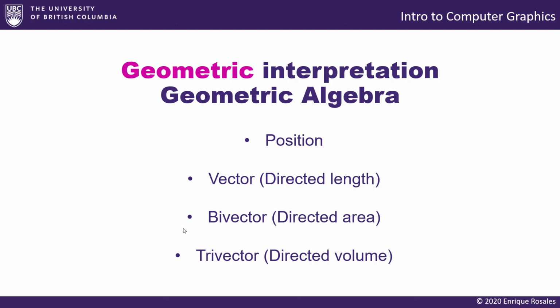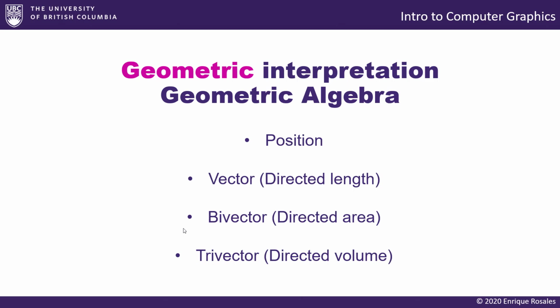In geometric algebra, this data can represent a position or a vector that is a directed length. It sounds similar, right? Because in linear algebra we say that a vector is a magnitude with a direction, or a direction with a magnitude. So saying directed length kind of makes sense. It's similar.